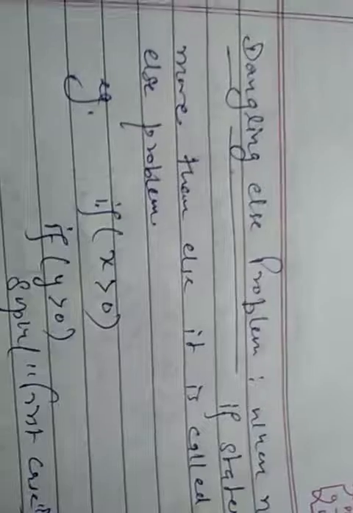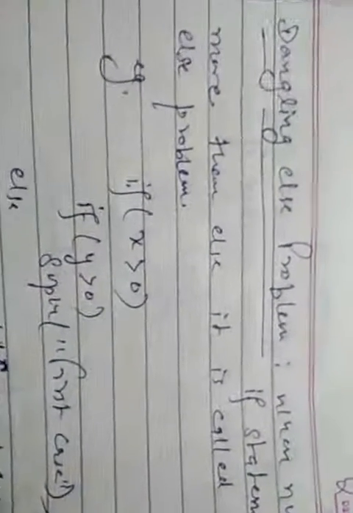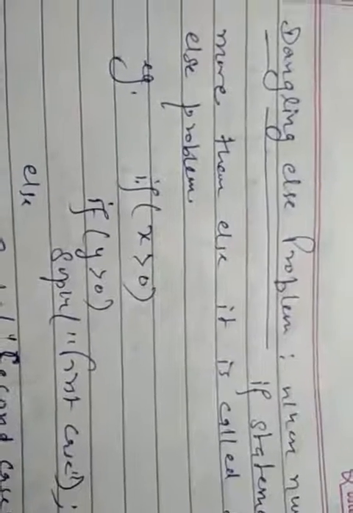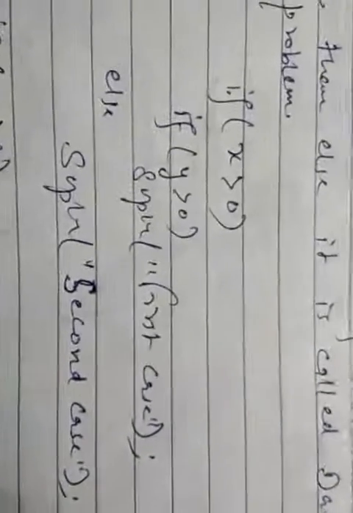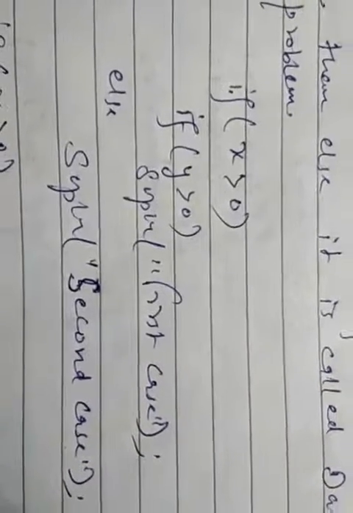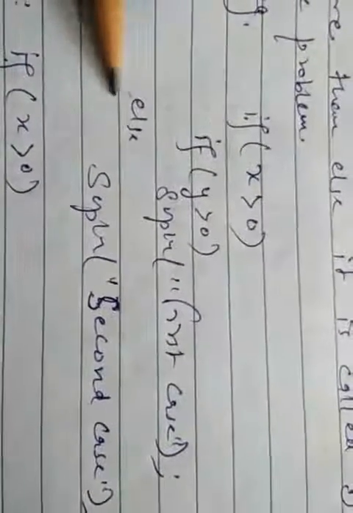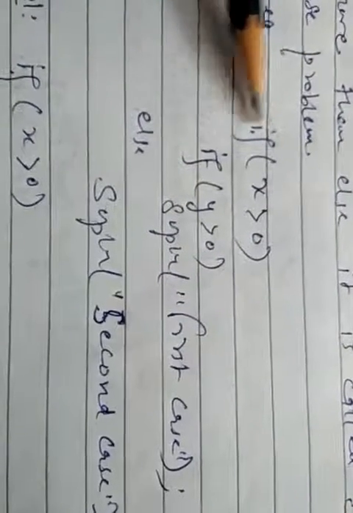Now the next topic is the dangling else problem. So what do you mean by the dangling else? When the number of if statements is more than the else, this is called a dangling else problem. Just see this with the help of one example. In this example, there are two if and one else statement. So how will the student understand this else is of which if? Is it of the next if or the first if?